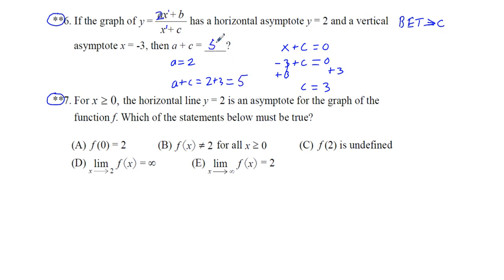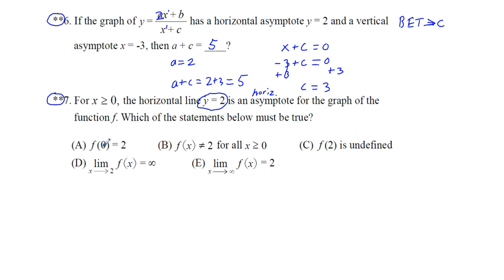So it really takes some piecing together, some detective work to work this type of problem out. Now find number 7. For x greater than or equal to 0, the horizontal line y equals 2 is an asymptote for the graph of the function f. And a y equals function is what kind of asymptote? It's a horizontal asymptote. Which of the statements below must be true?